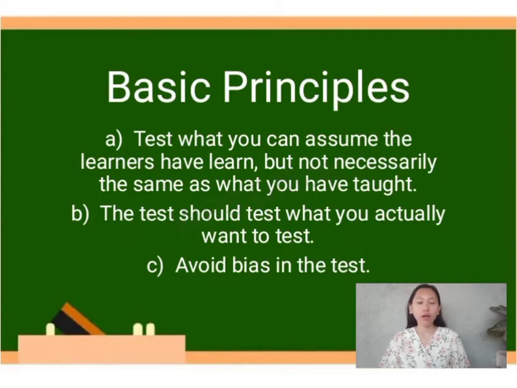And these are the three basic principles in constructing an achievement test. The first one is to test what you can assume the learners have learned, but not necessarily the same as what you have taught. The second one is the test should test what you actually want to test. And the third one is avoid bias in the test.